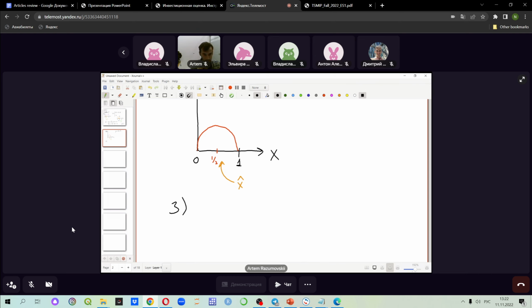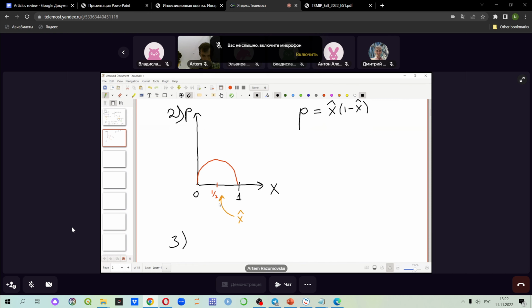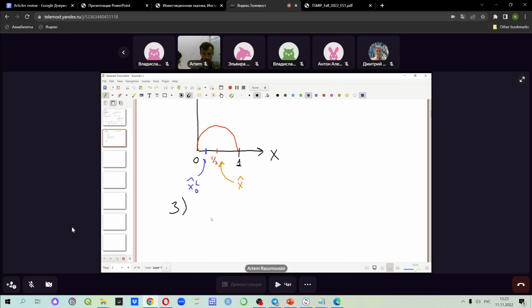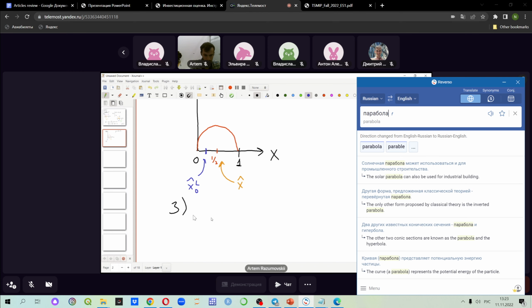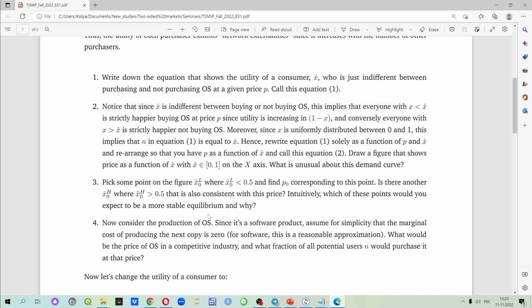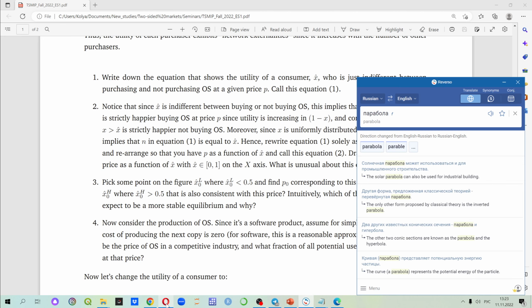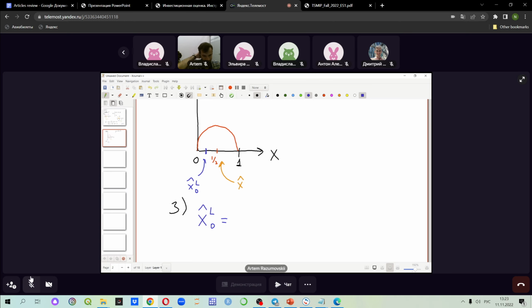So then the third one. We need to pick some point on the figure. So we'll come back to our picture. They need to pick x hat L0, which is below 1/2. So which one would you like to pick? So here. Just name someone. Let's pick 1/4. 1/4, okay.